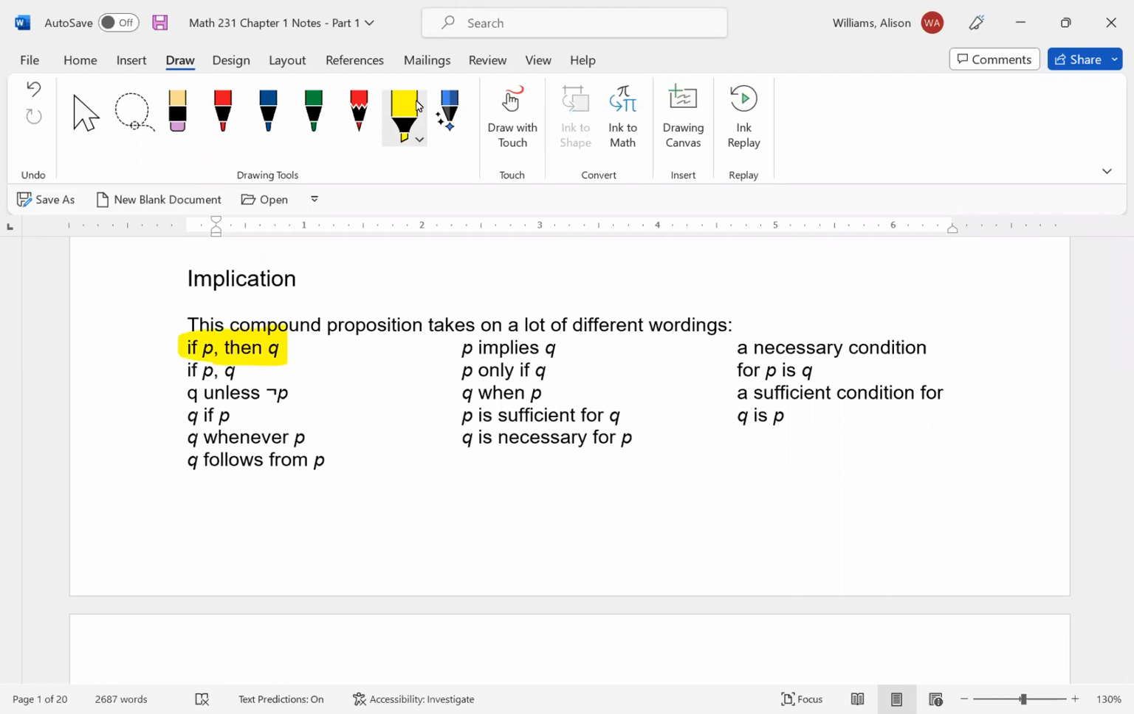If something is true, then something follows. That's kind of the way we look at it. But it could be worded if P, comma Q. They don't have to use the word then. They could use the word unless. They could put it backwards. Q happens if P, Q whenever P, Q follows from P implies Q, P only if Q, and so forth. You can read all of these yourself, but as you see, there are lots of ways of using implication. This is why we're going to take a second to talk about it separately from the other compound propositions.